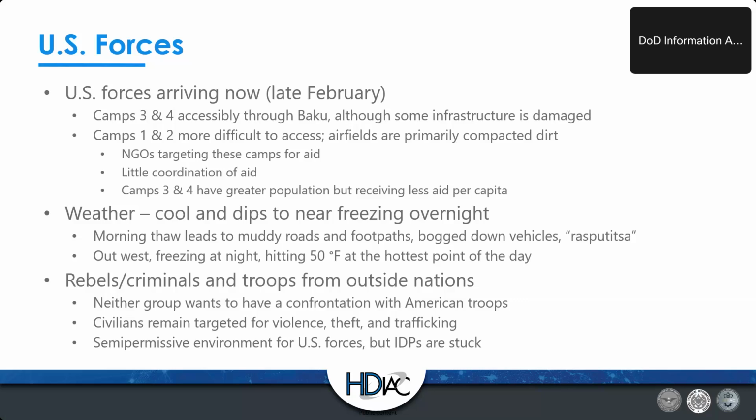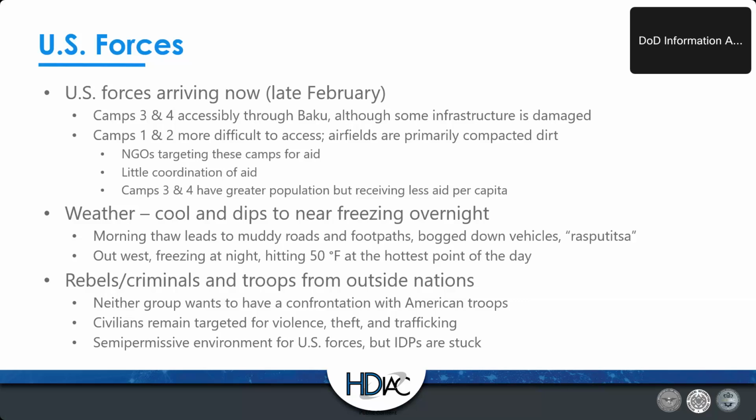So the weather right now, it's kind of cool, and it dips to near freezing overnight. So the morning thaw tends to lead to muddier roads and footpaths and bogged down vehicles. It's kind of like the Rasputitsa, if you've ever heard of that in Eastern Europe, in the fall and the spring, turning roads to mud. And out west, it's freezing at night at the western two camps, hitting 50 degrees at the hottest point of the day. So again, there's a little bit of a thaw. So the temperatures aren't unbearable, but there is that freezing thaw that is making things a little murky.